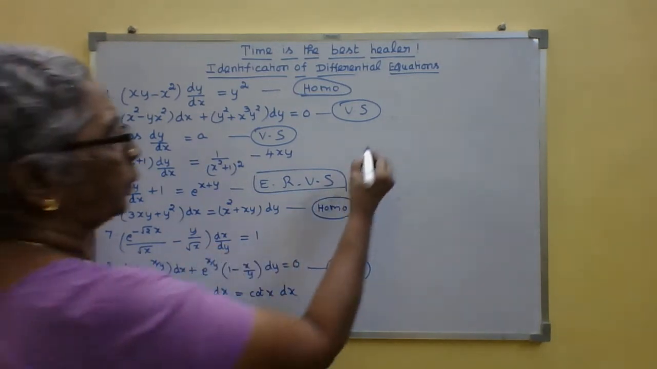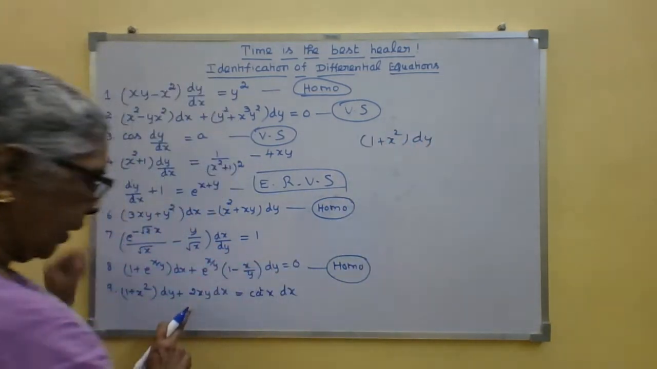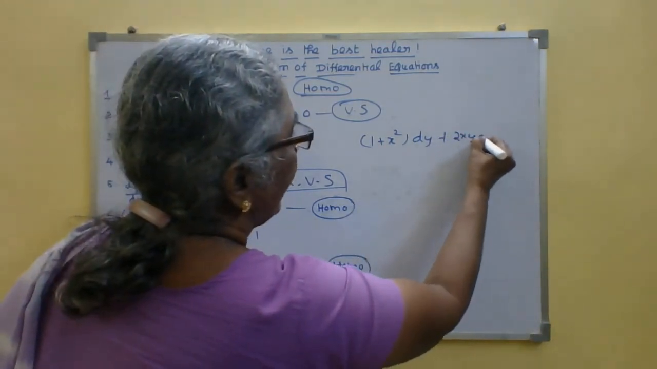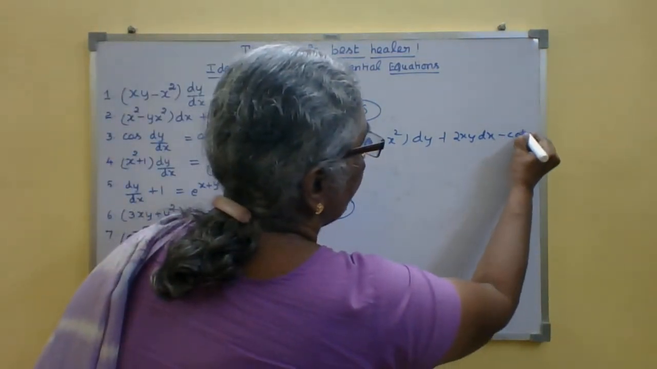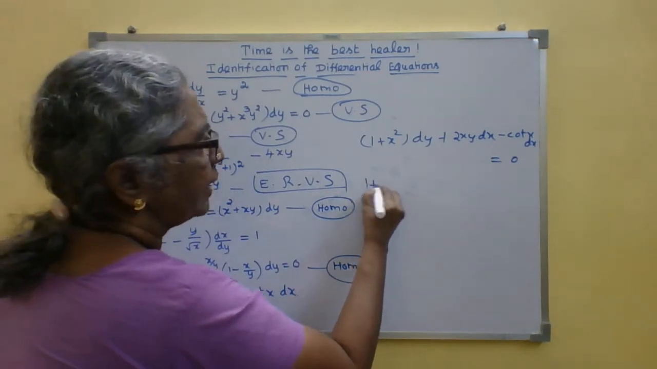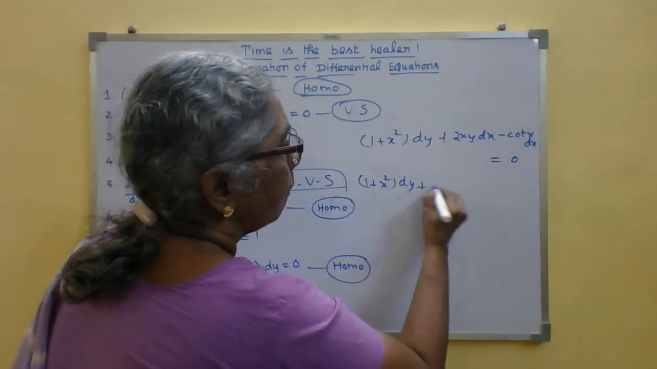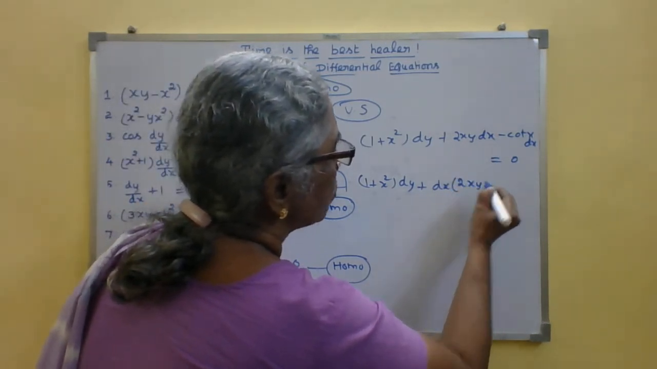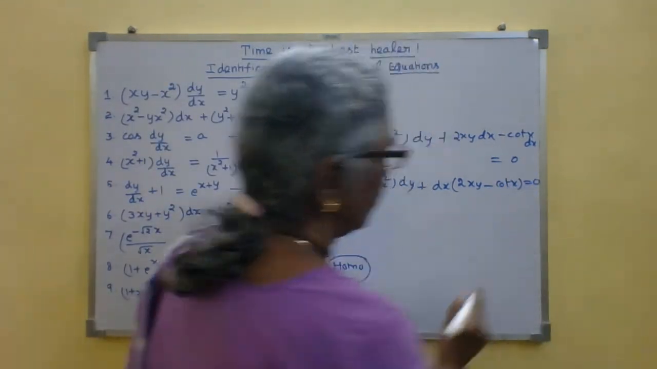So first what we can do now, we can write 1 plus x squared into dy, you keep it. You have plus 2xy dx. You bring this cot x dx here, so minus cot x dx, that is equal to 0. So I will get 1 plus x squared into dy, plus dx I can take here. I will get 2xy minus cot x, that is equal to 0.